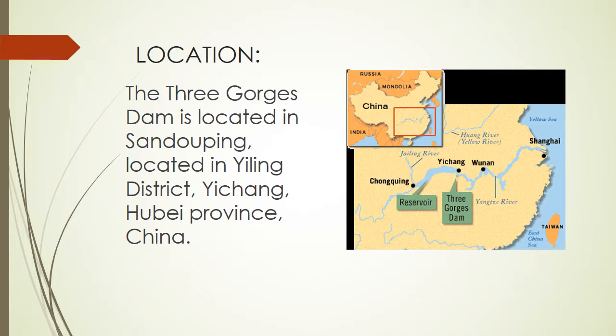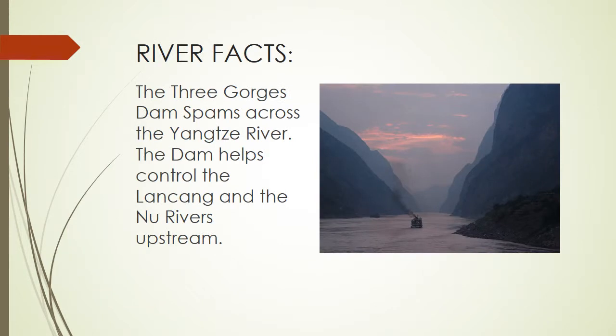First of all, you have the location. The Three Gorges Dam is located in Yiling District of China. River facts. The Three Gorges Dam spans across the Yangtze River. The dam helps control the Linyi and the Xin rivers upstream.